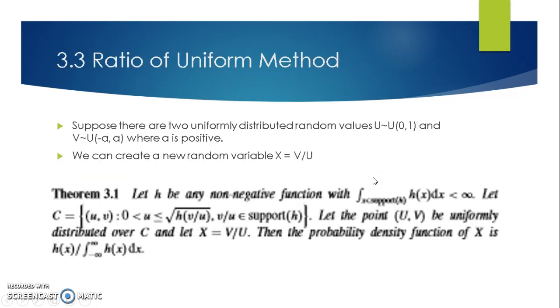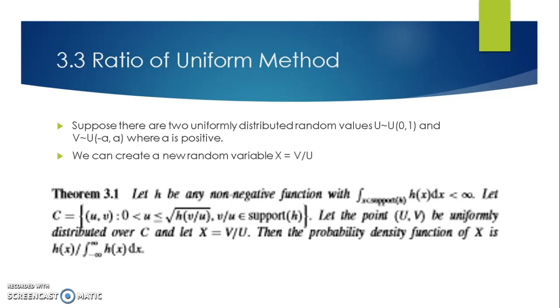And moving into our last section for this, 3.3, ratio of uniform methods. Let's say that we have two uniformly distributed random values. So we have a u that is uniformly distributed between 0 and 1, and we have a v that is uniformly distributed between negative a and a, where a is a positive integer. We can create a new random variate x equals v divided by u from these two.